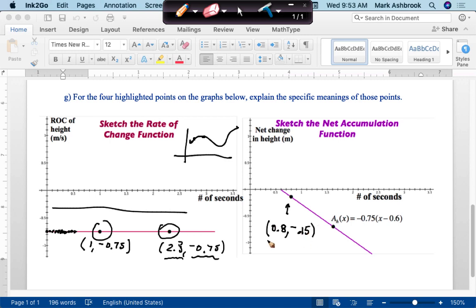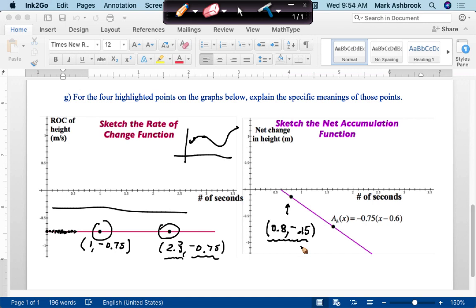All right, so I want you to get a partner, talk to the person next to you for about 20 seconds, 30 seconds. What exactly does that point mean in the context of the situation? What's the meaning of that point? 0.8 comma negative 0.15. Make a friend. Everyone's talking to somebody. Explain what that means. Go.